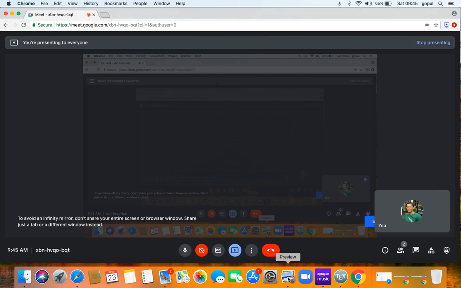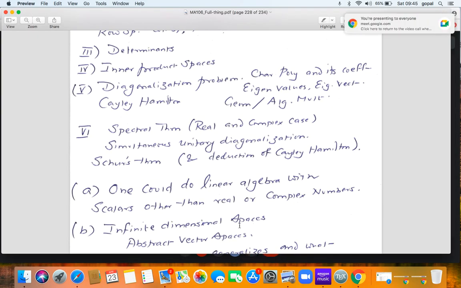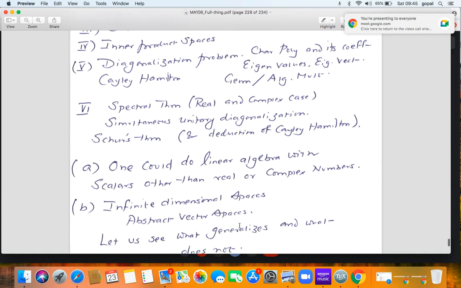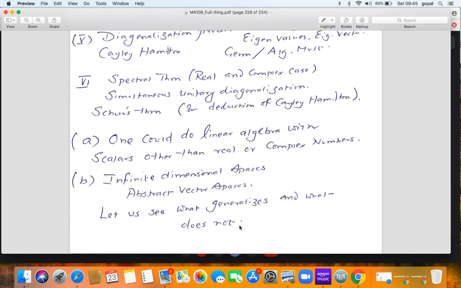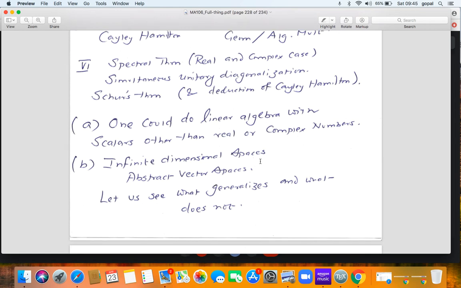Again, we went to inner product spaces, and we discussed what happens when the matrix is of special character, like a real symmetric matrix or a Hermitian matrix. And then we talked about simultaneous diagonalization of commuting Hermitian matrices, and in fact, unitary diagonalization of commuting Hermitian matrices. And we proved Schur's theorem, and from Schur's theorem, we deduced the Cayley-Hamilton theorem.